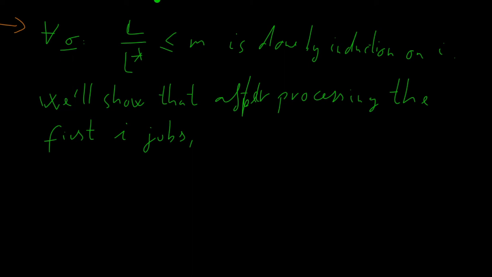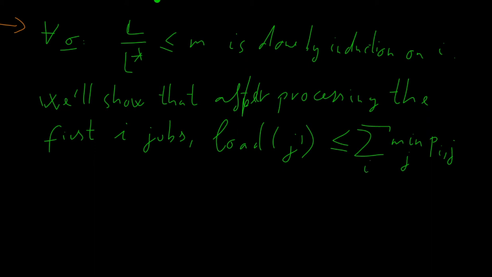So after processing the first i prime jobs, the load of the jth machine will be at most the sum of the minimum possible costs for each of the first i prime jobs, where i goes from 1 till i prime. Yeah, that's great. This will be proved.